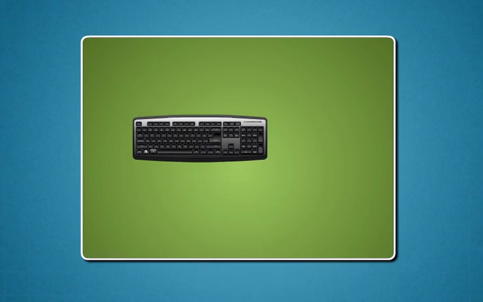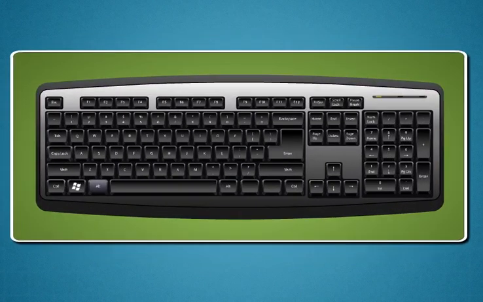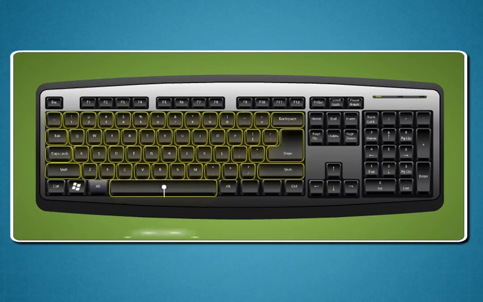Let us start with the keyboard. Keyboard is used to enter data into a computer. Now, let us see different types of keys and their functions. Typing keys. These here are typing keys. They include the letters, numbers, punctuation, spacebar, and symbols.